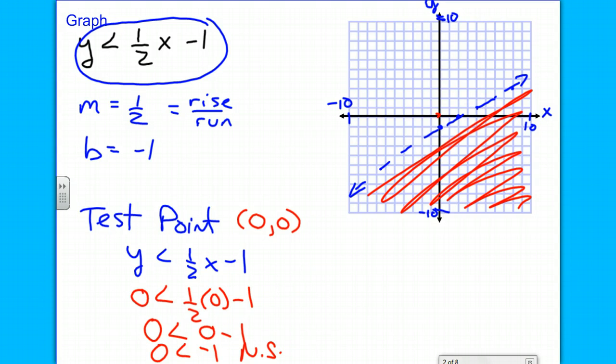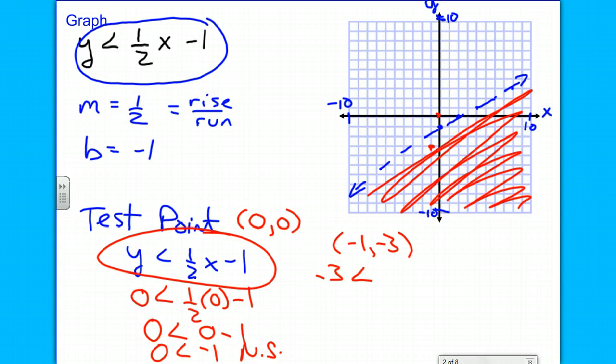-1, -3 is right here. He's choosing to test -1, -3 in our inequality. So let's plug it in. We say -3 is less than, again using this inequality, 1/2 times -1 minus 1. So -3 is less than, what is 1/2 times -1? -1/2 minus 1, which is two negatives we're adding, right? So what is -1/2 plus -1?